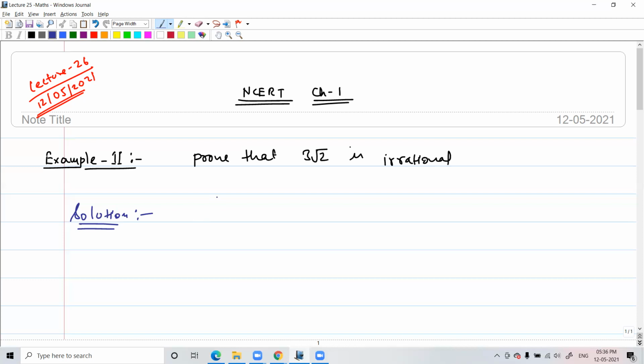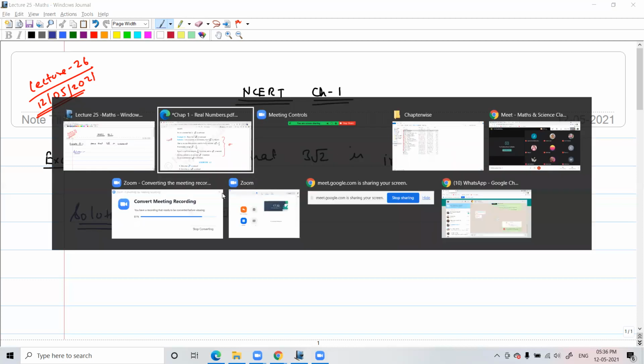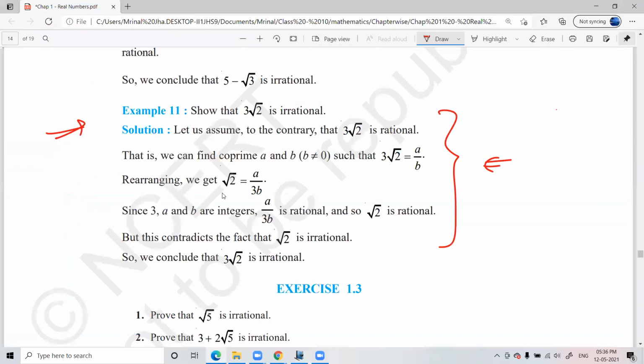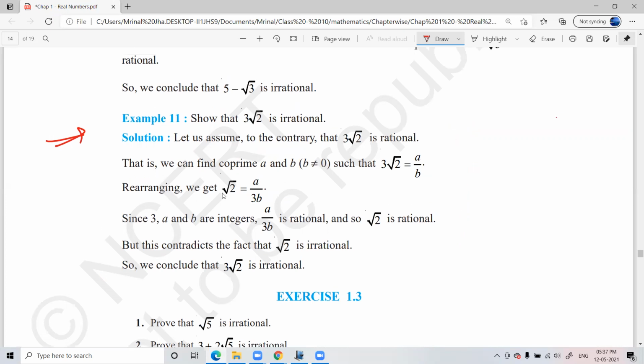Sir, completed, sir. It's very simple, right? It's even simpler than the one which we did last class, 5 minus root 3. It's simpler than that. But the process will be very similar. Okay. So for anyone who needs help with this, I will solve it.